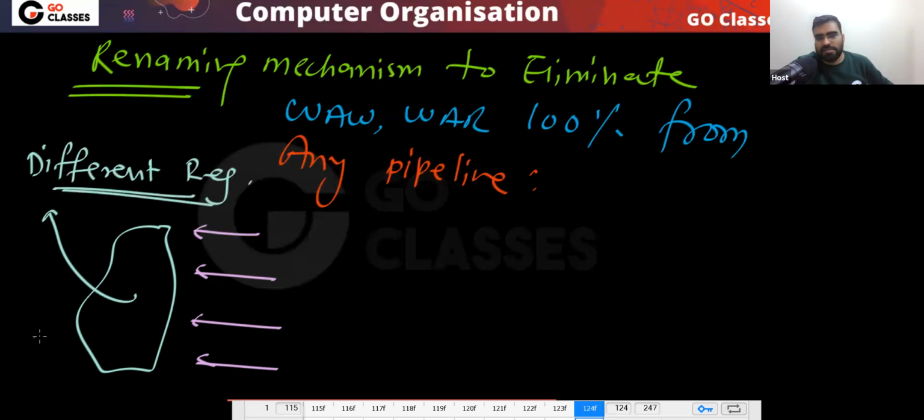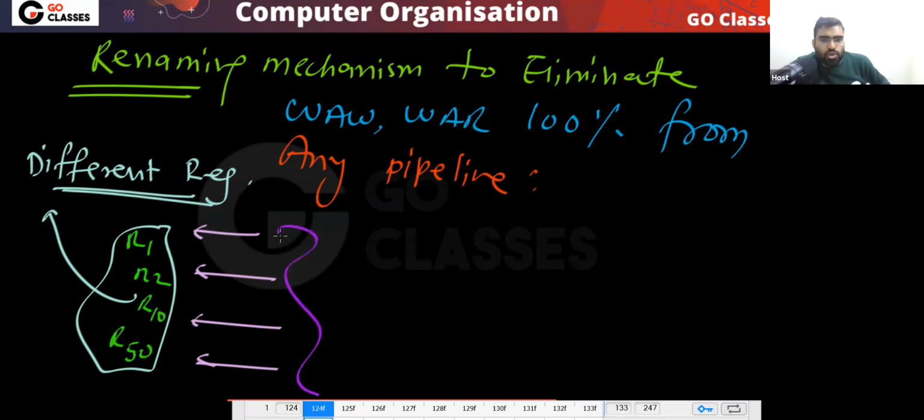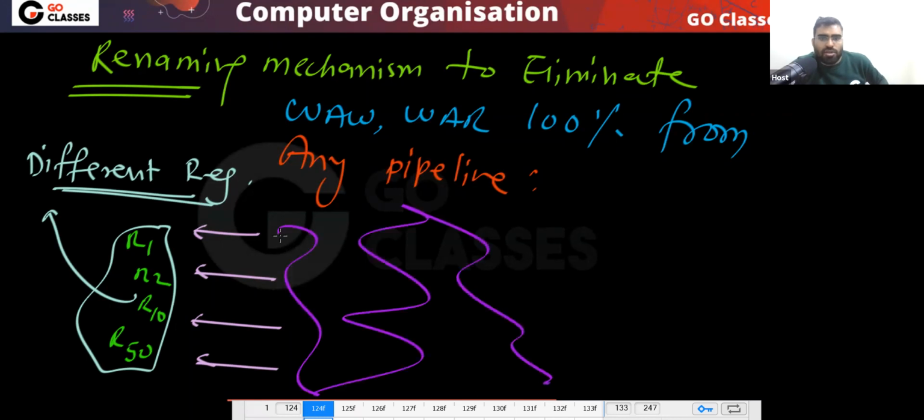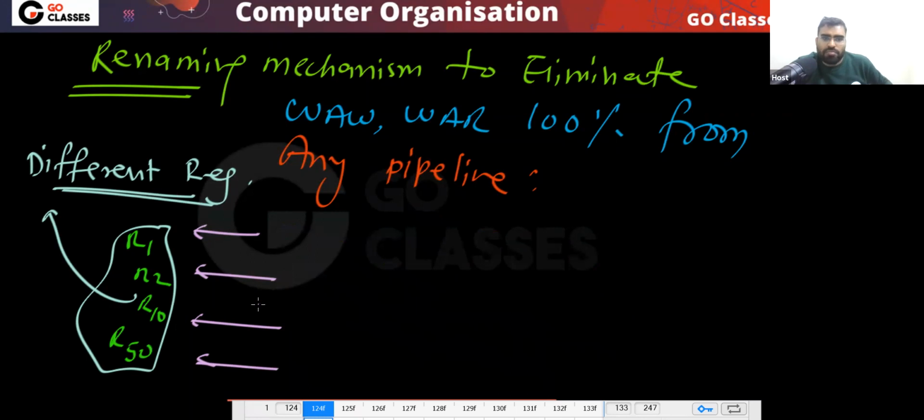Can you prove that if you are writing to different registers, WAW is gone? Whether you do reordering, out of order, or in order, that is gone. If you write into different registers, here R1, here R2, here R10, here R50, then whatever execution you do, WAW is gone. Similarly, WAR is gone.